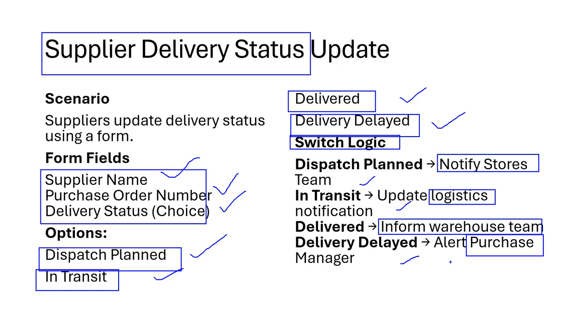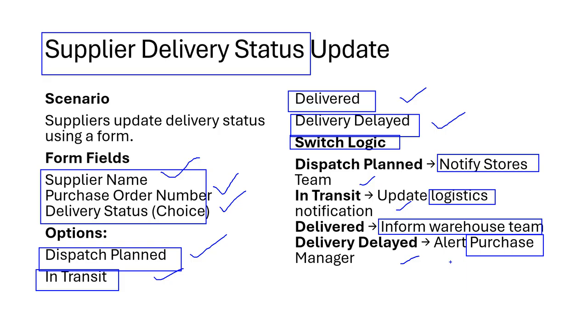Just try this. If you have any doubts in the question, you can ask me. Sorry, I had given a different question earlier. This is a different one. So create a form with the name supplier delivery status update. Only 3 fields should be there: supplier name, purchase order number, delivery status. After submitting the form, you have to create a flow. The logic of the flow is available here.